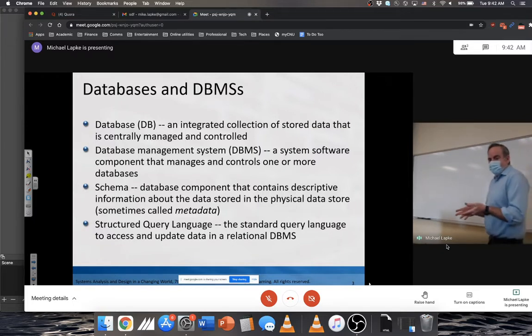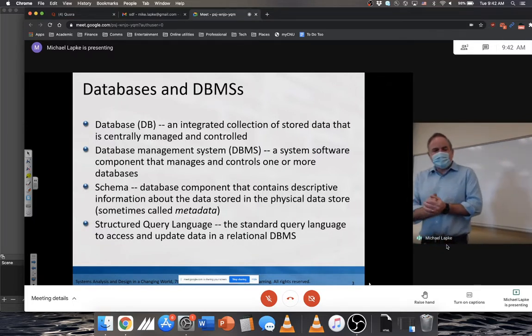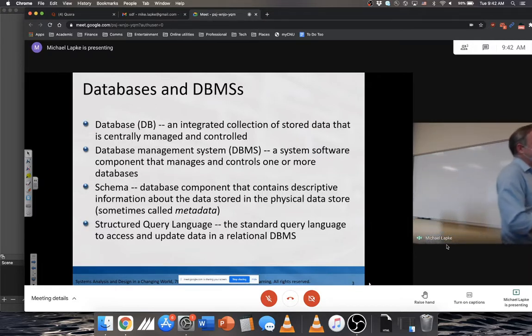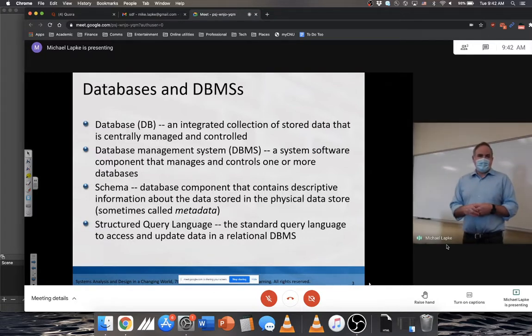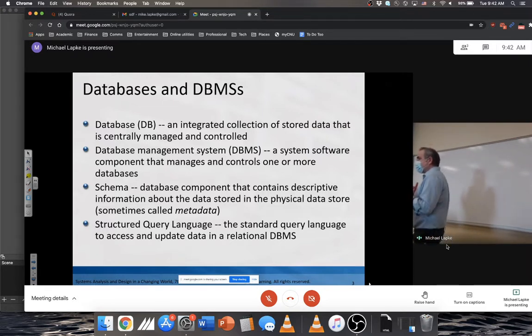So a database, as it says here, is an integrated collection of stored data that is centrally managed and controlled. Integrated collection of stored data. So integrated, again, is alluding to those relationships between the different data sets. And the big point to this is that you dramatically reduce the amount of redundancy that data sets have.